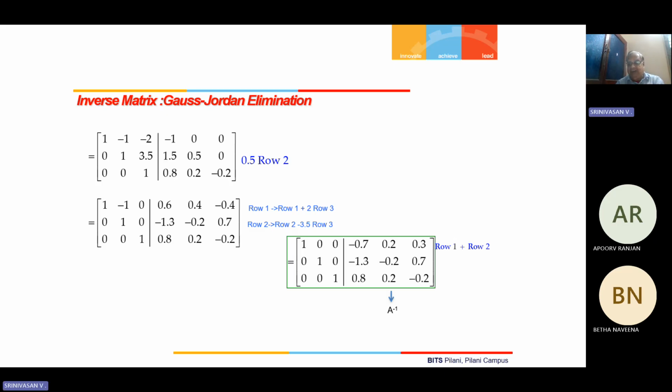Therefore, you need to write one sentence: the required inverse of the given matrix A is A inverse equal to, which you should write out separately. Therefore, A inverse equal to this matrix: minus 0.7, 0.2, 0.3, minus 1.3, minus 0.2, 0.7, 0.8, 0.2, minus 0.2. That you have to write separately, and that is the result.